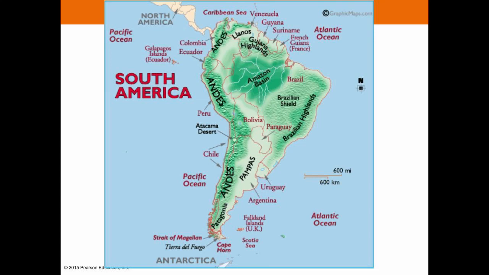The Andes Mountains, of course, cut along the western side of South America. Notice on the eastern side of South America is the Brazilian Shield. Not a mountain range. There's highland, sure, but very much not mountain. Why is that? Think back to the plate tectonics conversations we had closer to the beginning of the semester.